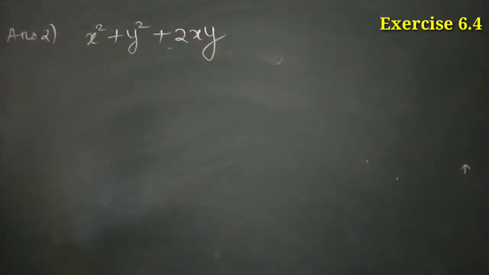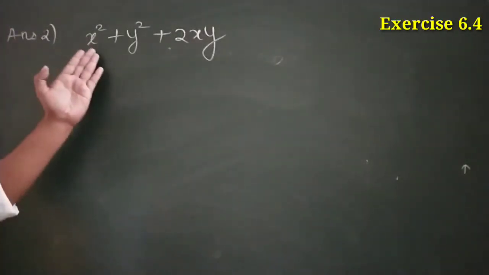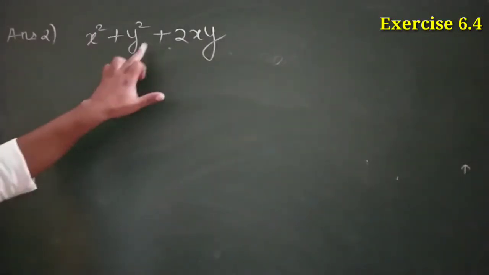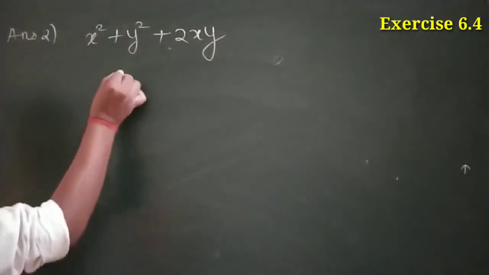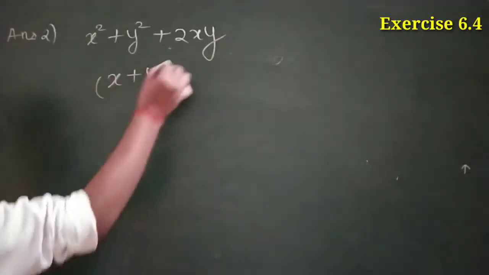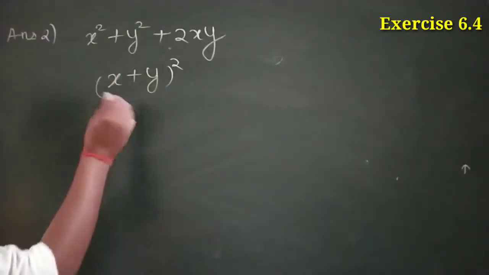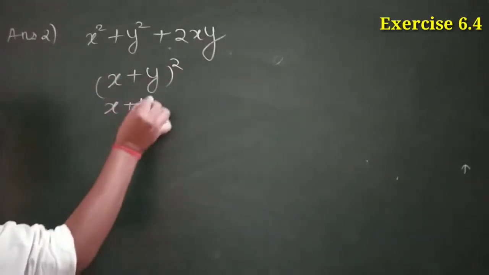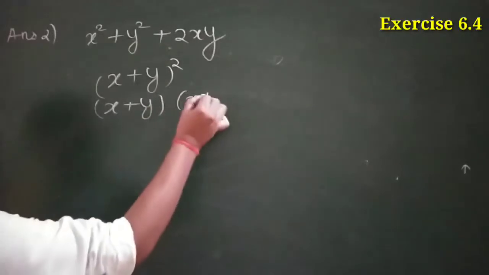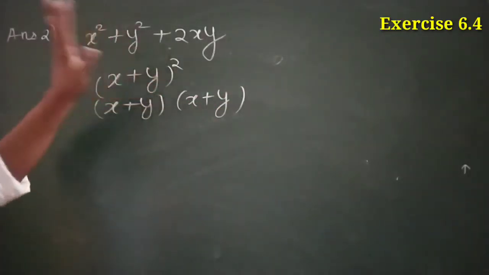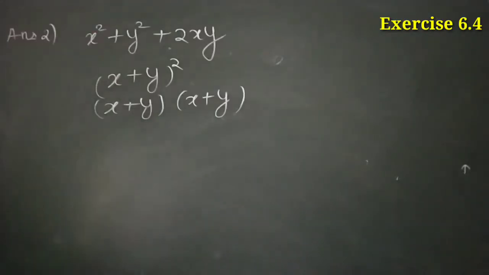Student, now see question number 2 of this exercise. It is already in the form of the expansion x square plus y square plus 2xy. It is actually x plus y whole square. This thing is its expansion. Square, we can write it x plus y twice, and these are called the factors of this expression. Okay, note it.